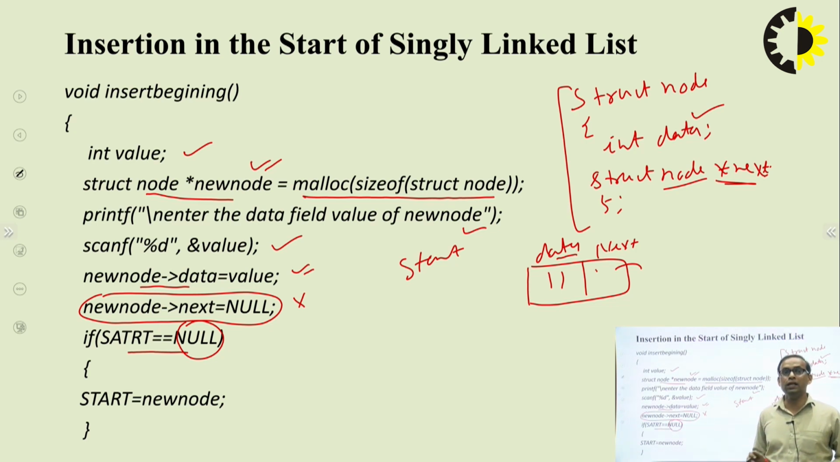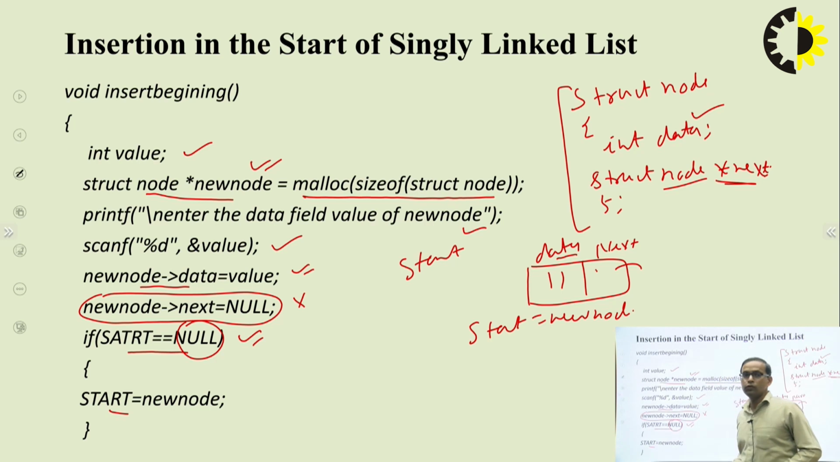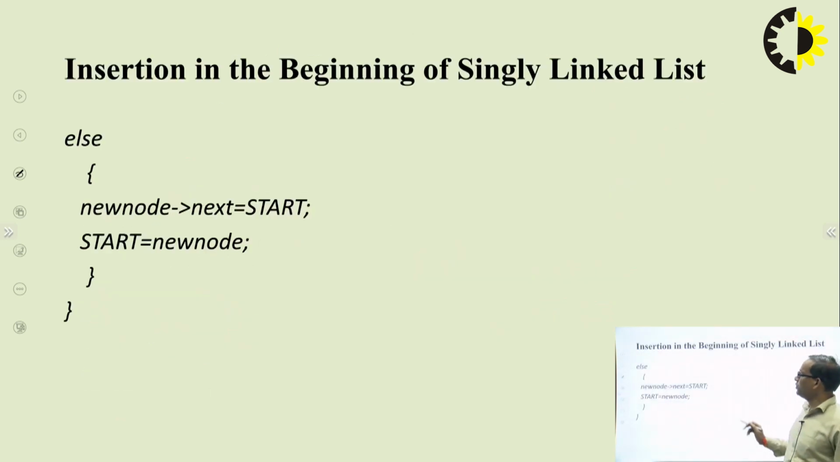It means that the linked list is empty. So if this condition is true, then the linked list is empty, and since the node we are going to insert will be the first node, when the first node is added to the linked list, we have to initialize start with the new node. Now start will contain the address of the new node. Else, it means the linked list is not empty; there are some nodes in the linked list.